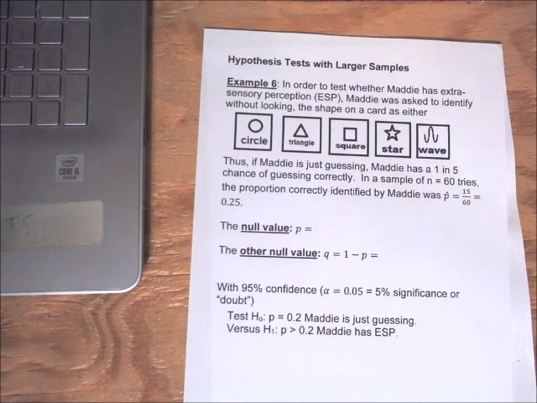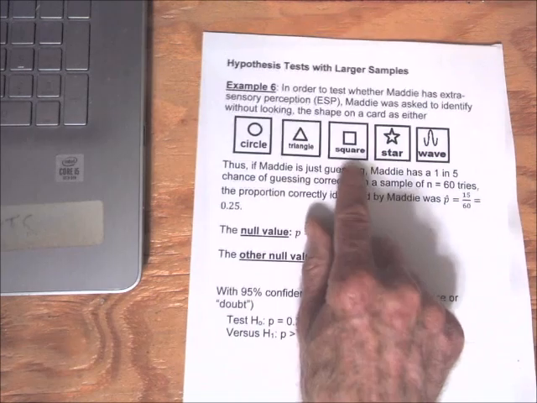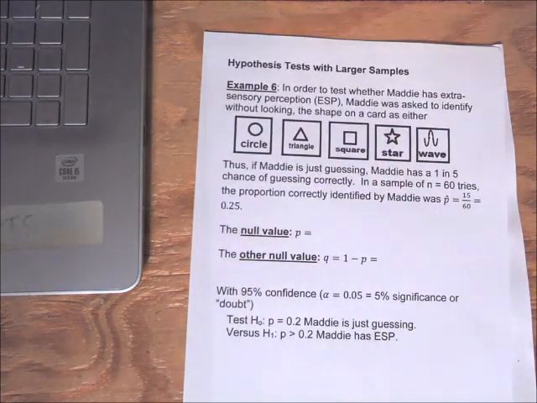And I'll start out with this example 6. In order to test whether Maddie has extrasensory perception, abbreviated ESP, Maddie was asked to identify without looking the shape on a card as either a circle, a triangle, a square, a star, or a wave. Thus, if Maddie is just guessing, Maddie has a 1 in 5 chance of guessing correctly.